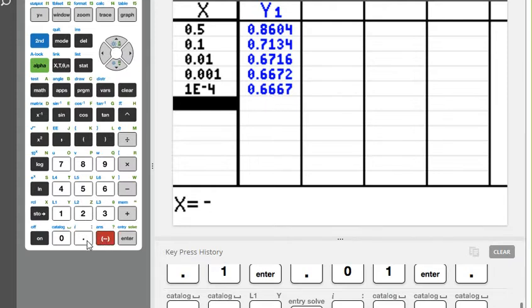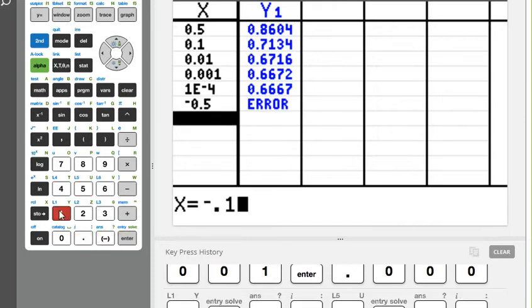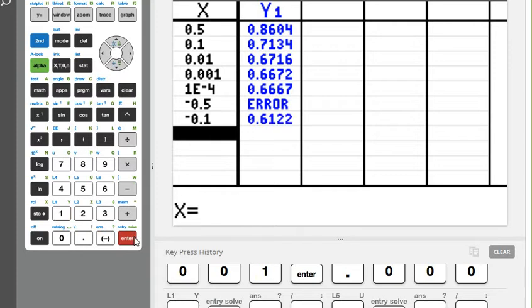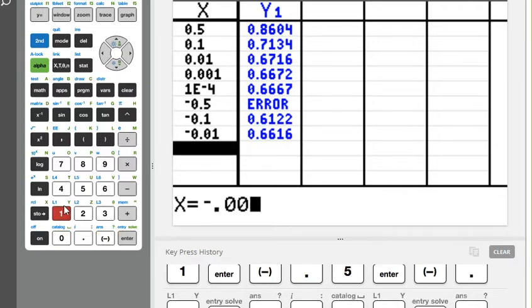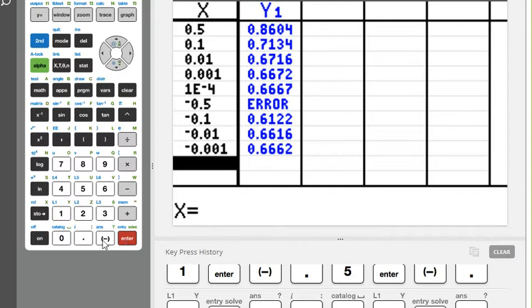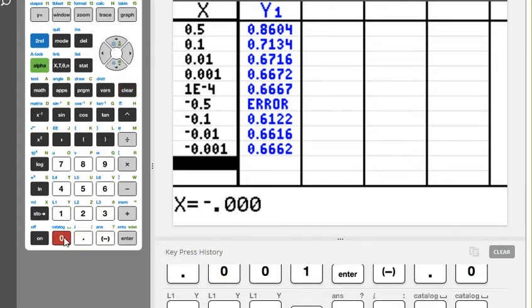You can go negative 0.5. It doesn't like that one. Negative 0.1. Negative 0.01. Negative 0.001. And so on. Oops. Negative 0.0001.